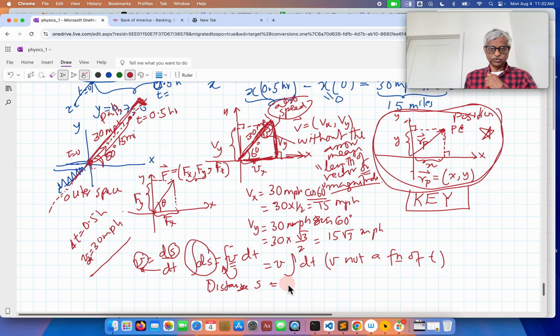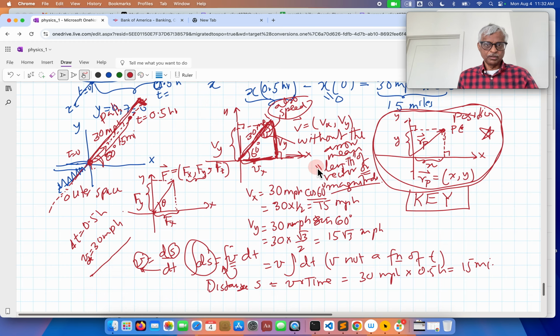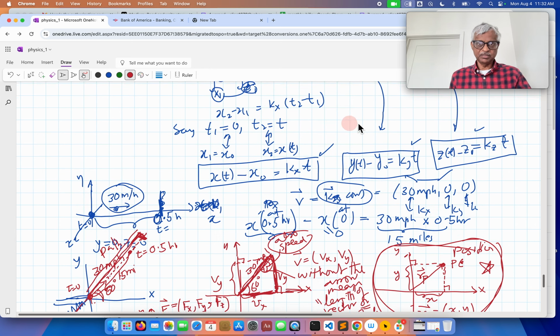S equals v times total time, which is 30 miles per hour times 0.5 hours, which is 15 miles. So we know this is going to be 15 miles, same as before, same as this example over here.